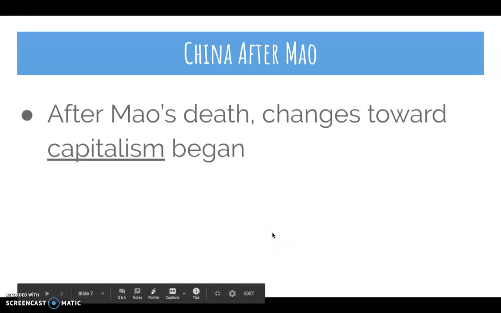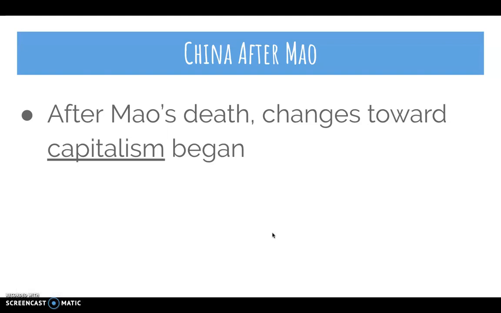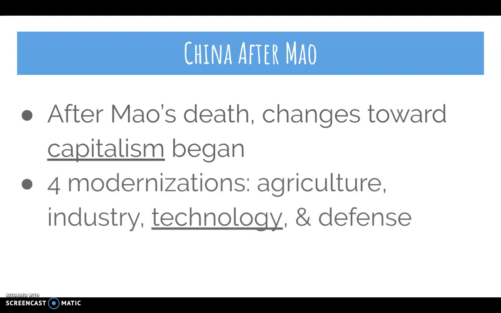Now, China after Mao goes a little bit different. After Mao's death, changes toward capitalism do begin, and we start to see the Chinese economy that we are familiar with today. And we really do see China modernize a little bit more. So, in agriculture, in industry, technology, and defense, we're going to see China modernize. And this is where China starts to be a powerhouse in the economy, right? We start to see a lot of trade with China, a lot of manufacturing. A lot of new advancements that we are going to take advantage of after Mao Zedong.